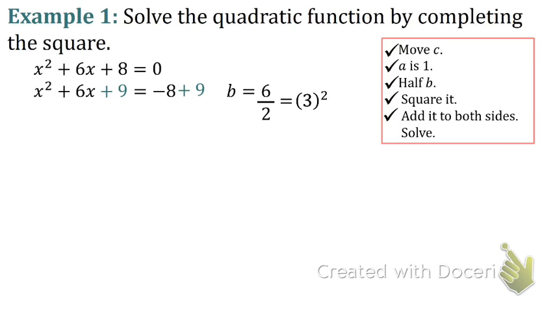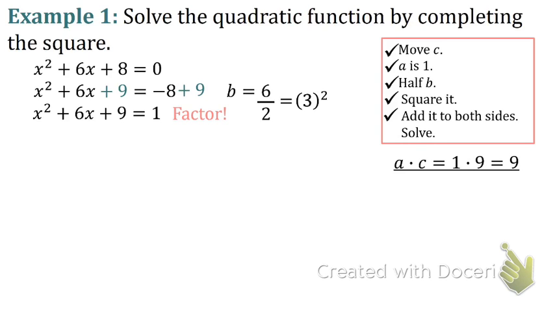Now it is time to solve. X squared plus 6x plus 9 equals 1. And to do this, we're going to factor the left-hand side. What factors of 9 add to give us 6? Our two factors of 9 are 1 and 9 and 3 and 3.